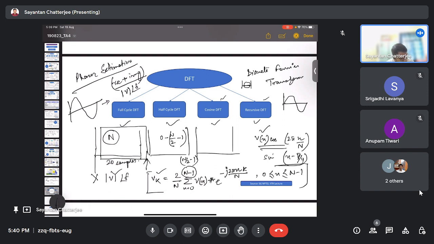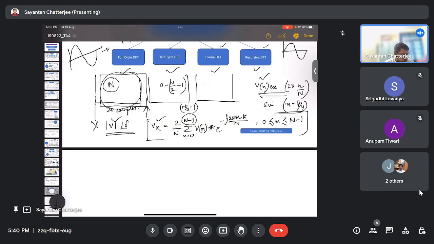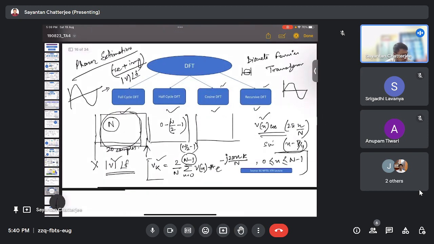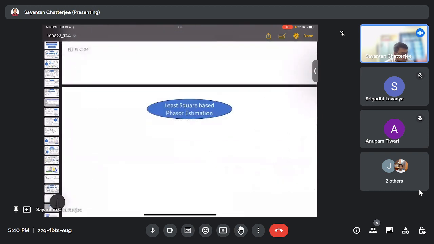So this entire part remains the same, just one addition and subtraction of a sample, and that gives us the recursive DFT. This is a constant sliding window based method, and this results in much more accurate and much faster phasor estimation. So this is the overview of how the discrete Fourier transform works.